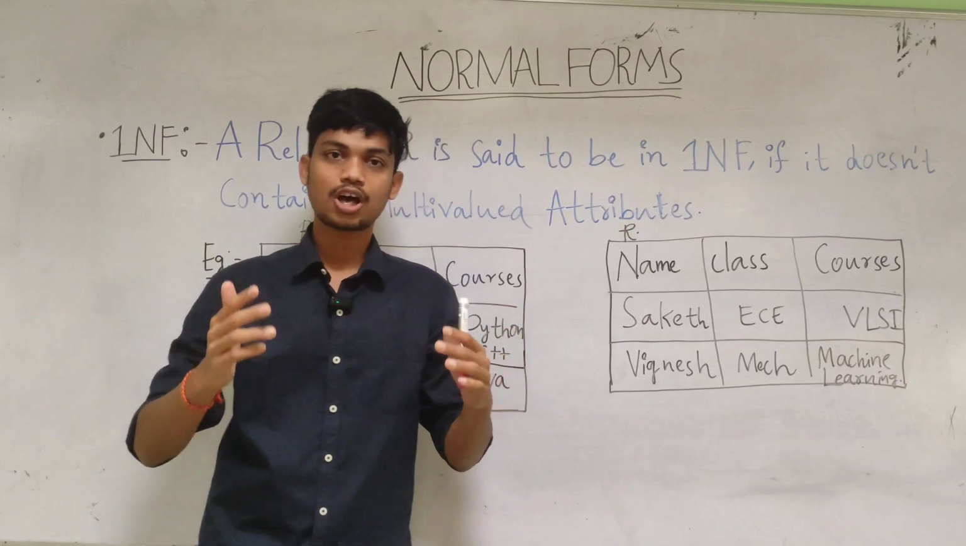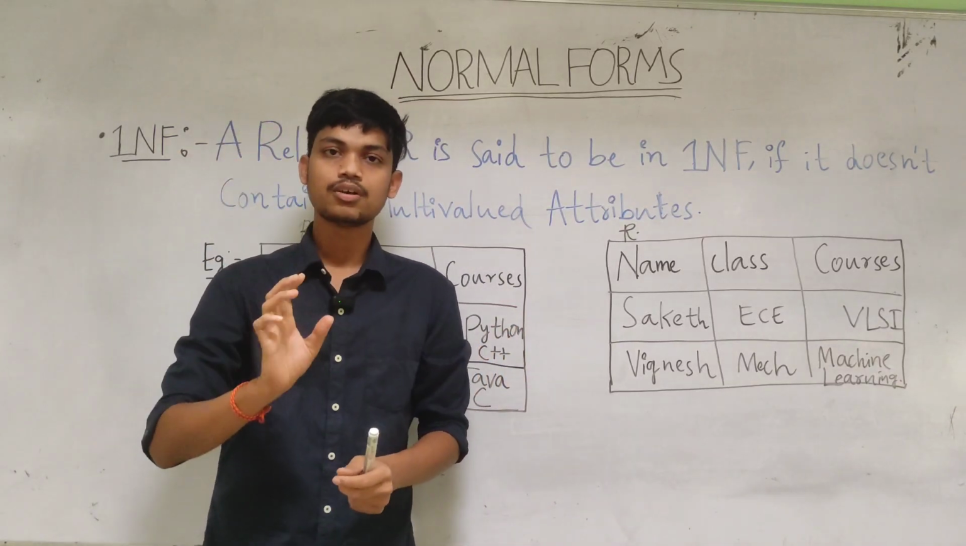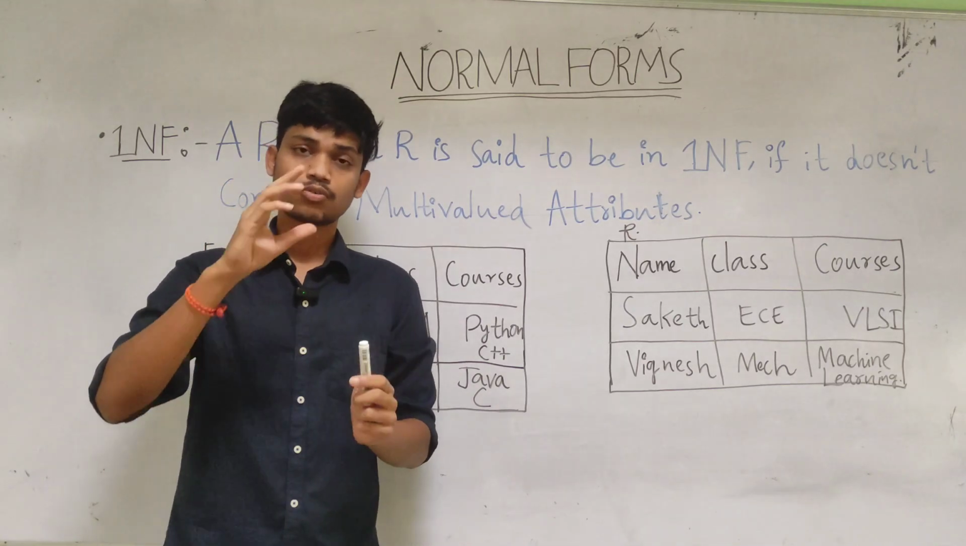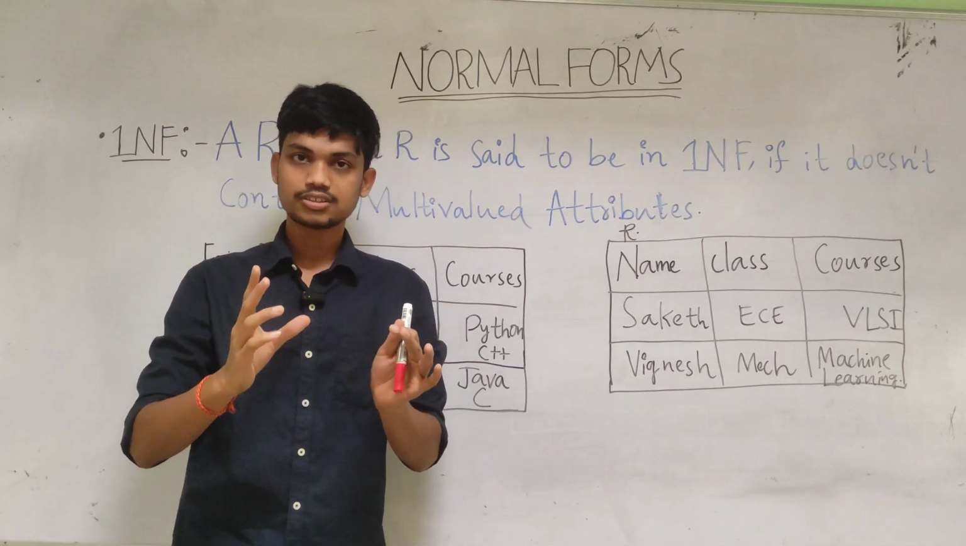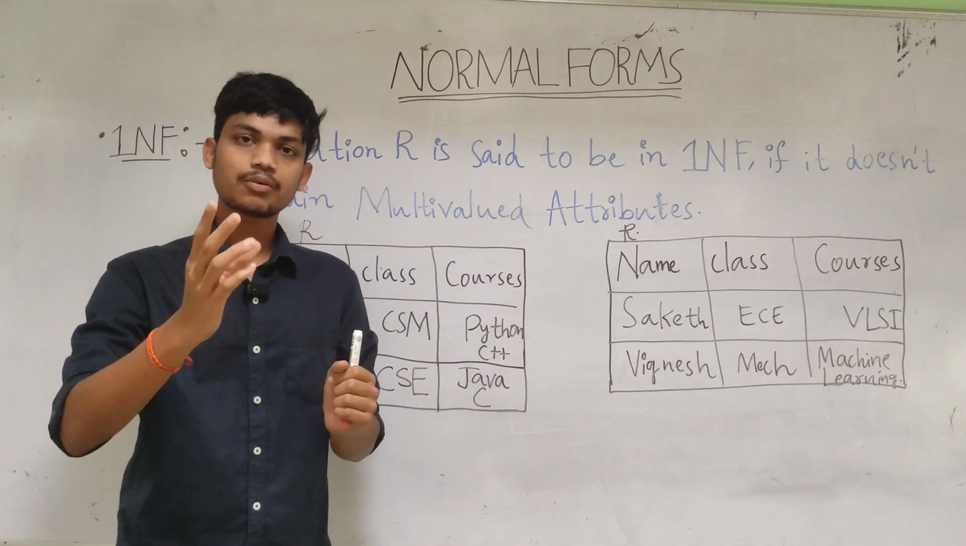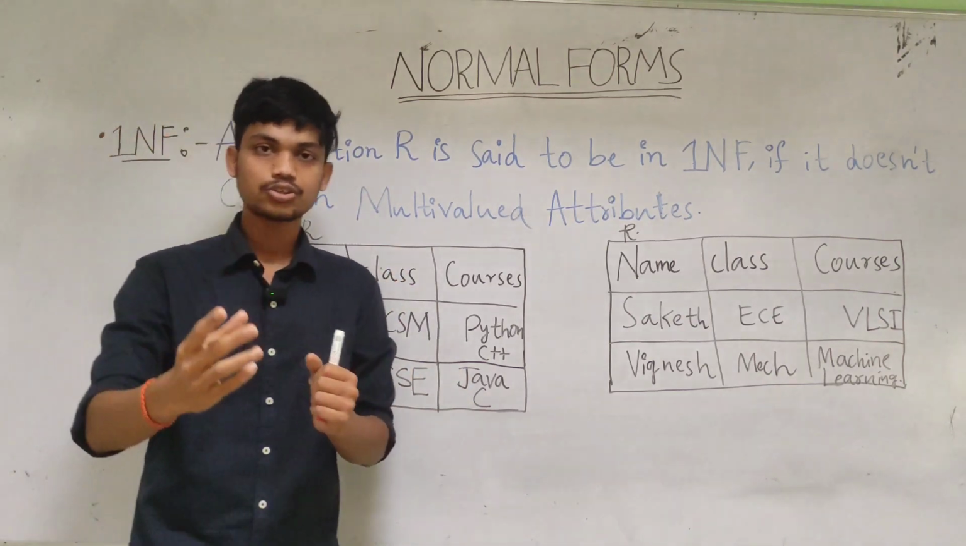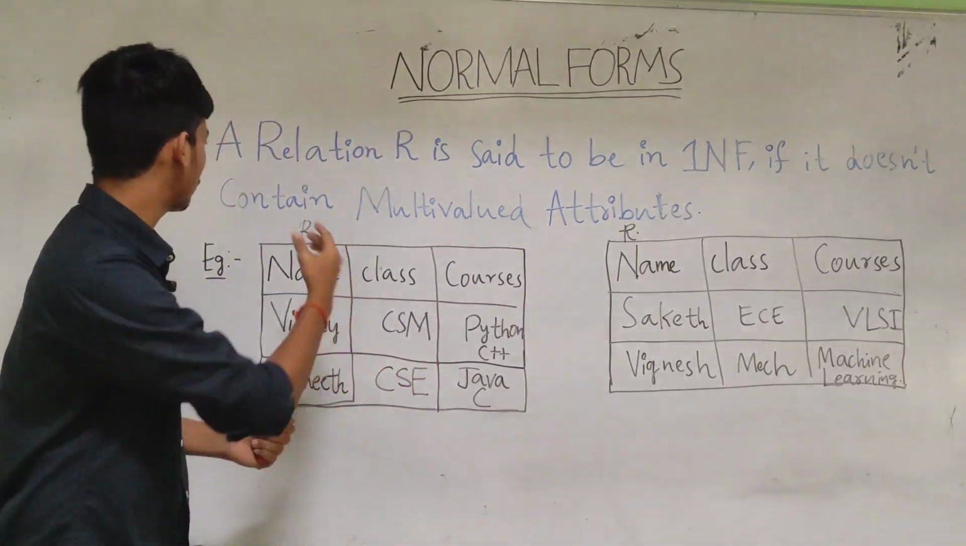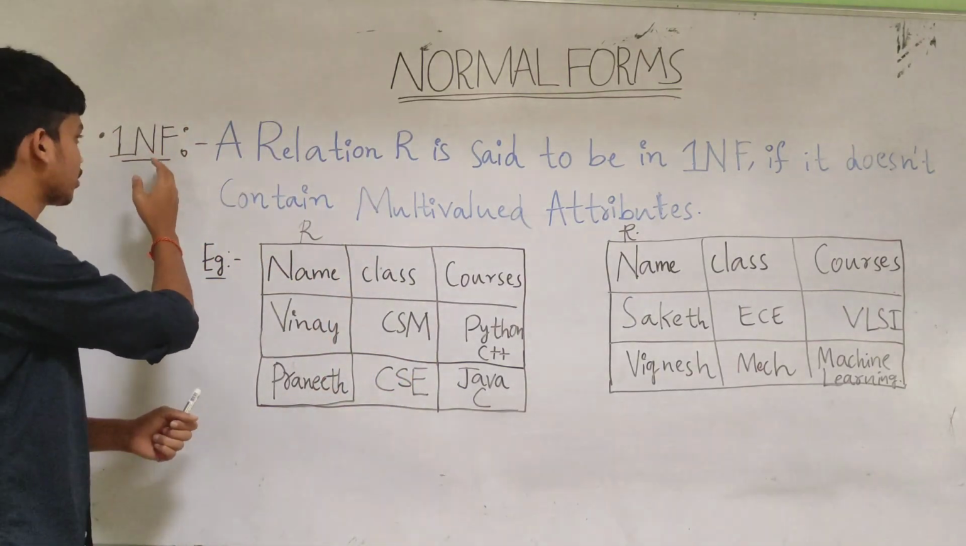Today we are going to discuss normal forms, especially 1NF. In my previous lecture, we discussed what normalization is, what redundancy is, and why we need to eliminate redundancy. I recommend you watch that lecture, because this is a continuation of it. In this lecture we are going to discuss 1NF.